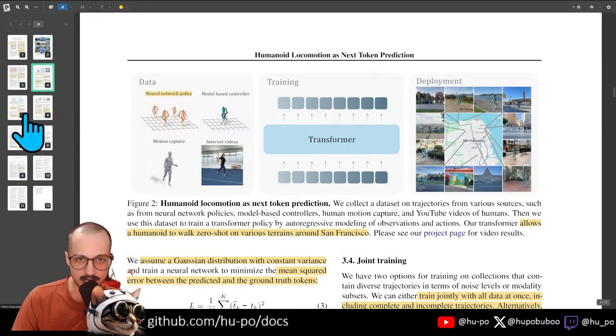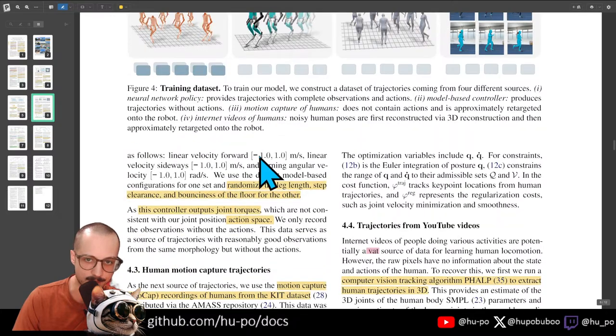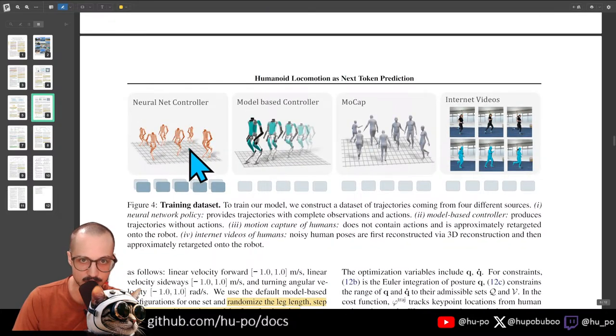The more interesting part of this paper is the data that they train this on. It's not very, very simple, but it's just this giant mash of different types of data. First, they have data coming from a neural net controller. This is data that they get from an Isaac Sim simulator, which is NVIDIA's robotic simulator, and they have a reinforcement learning policy, which is a neural network that has been trained using reinforcement learning. And they have, whatever, 10,000 trajectories of that.